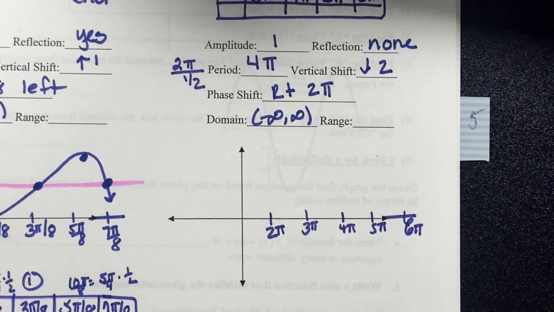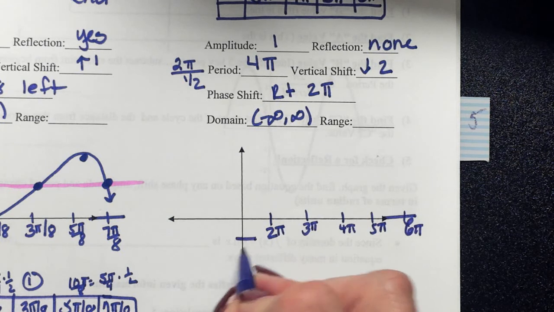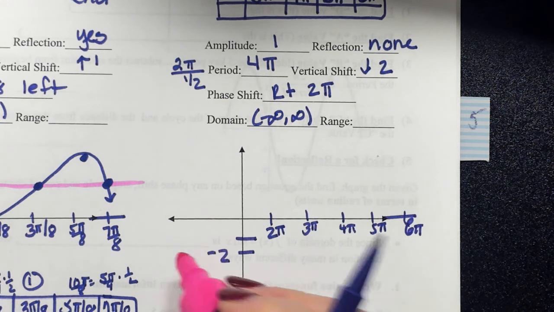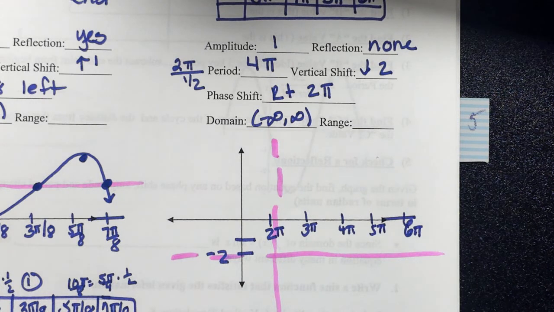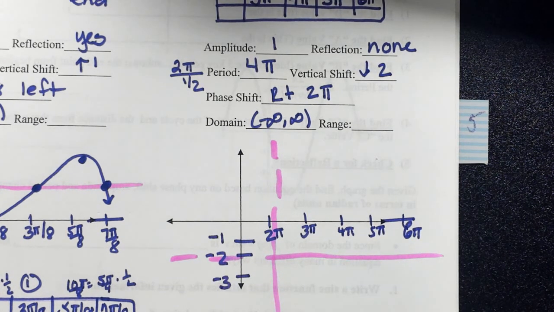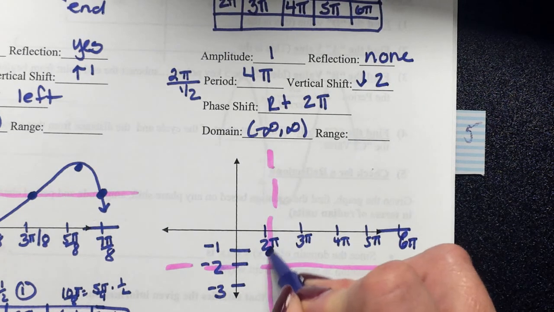Where's the baseline going to be? -2. So I know I'm going to start at the baseline at -2. My amplitude is 1, so my maximum's at -1. My minimum's at -3. It's a cosine with no reflection. So where does the first key point start with cosine? Max, base, or min? Max. So I know at 2 pi it's going to be -1.